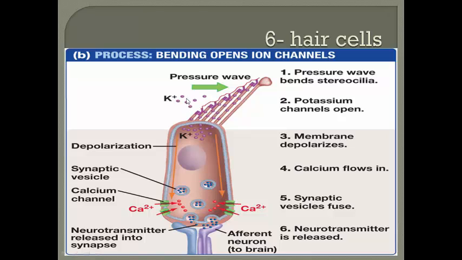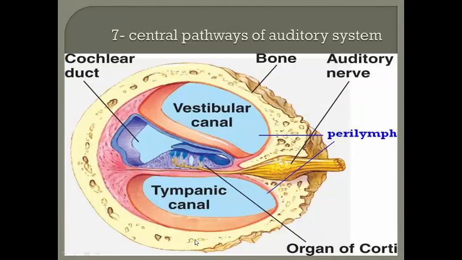This vibration will cause deformation of the membranes, like the tectorial membrane, and this will cause deformation in the stereocilia that cover the tip of the hair cells. This deformation will open specific ion channels, allowing calcium to enter into the cell, and this creates an action potential transmitted along the nerve ending into the brain.